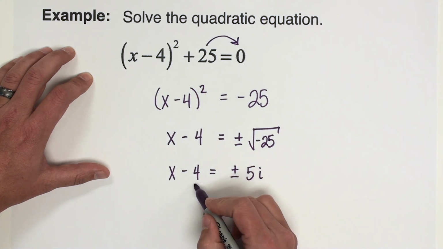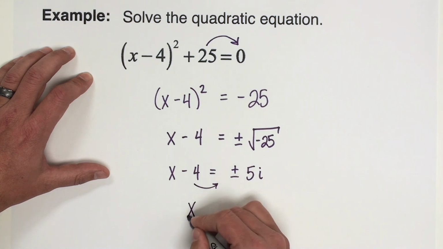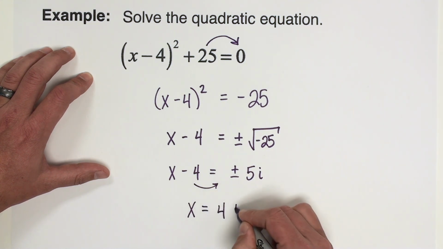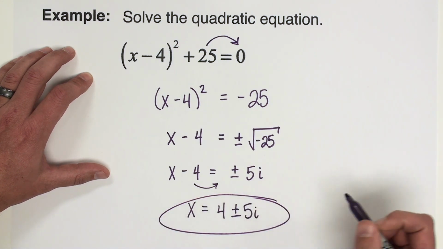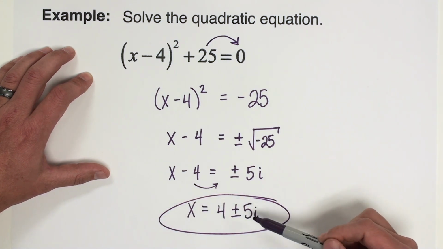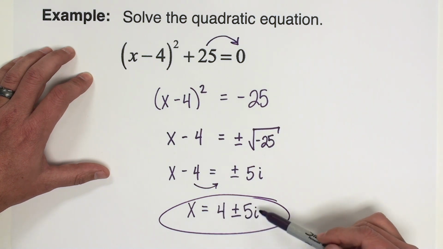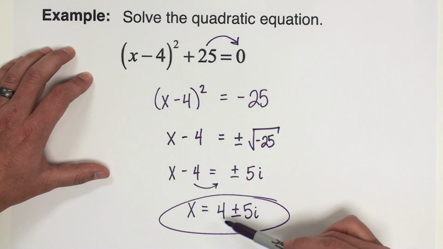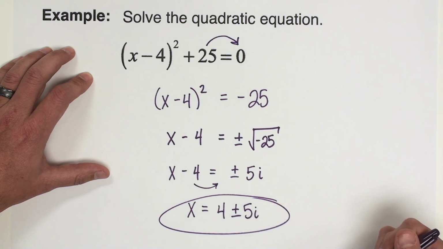And now we're just going to take this 4 and we're going to add it over to the right hand side. So I get x equals 4 plus or minus 5i. Now the 4 and the 5i, those are not like terms. This is a real number, this is an imaginary number, and so we cannot put those numbers together. We're just going to leave it exactly like that.